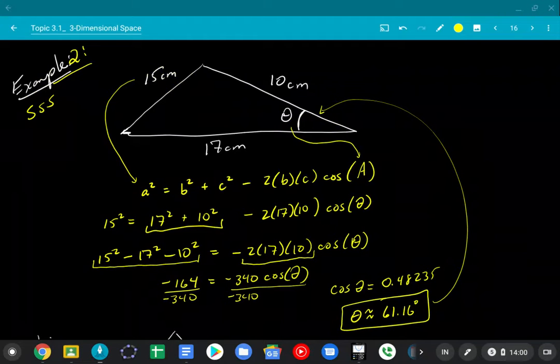Done. Okay. Once again, it's just getting used to knowing that those formulas exist, getting used to substituting those values in there, and then just solving for any missing piece. All right. So that was law of cosines.